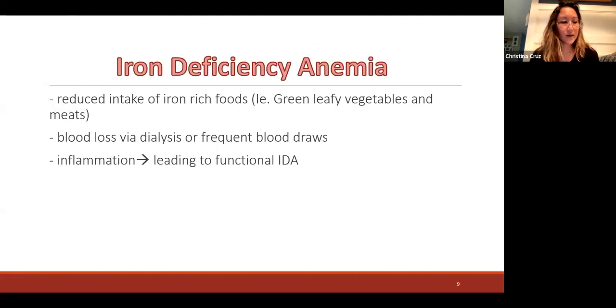Iron deficiency anemia. A healthy diet generally will yield enough iron to produce enough hemoglobin the body needs. Iron-poor diets can cause anemia in those with existing risk factors like CKD or ESRD. Blood loss via dialysis or frequent blood draws, as mentioned on the previous slide, is a reason for iron deficiency as you lose iron-rich blood.